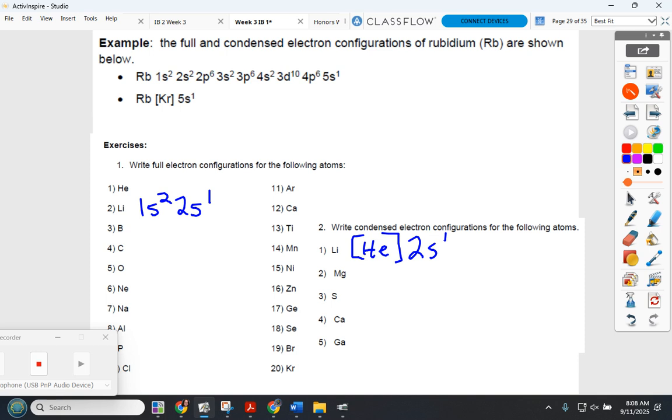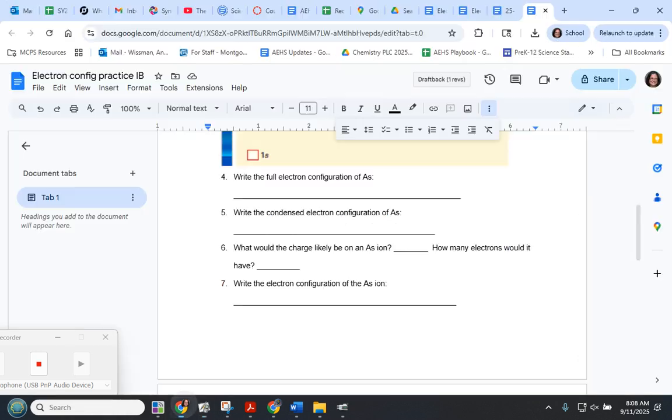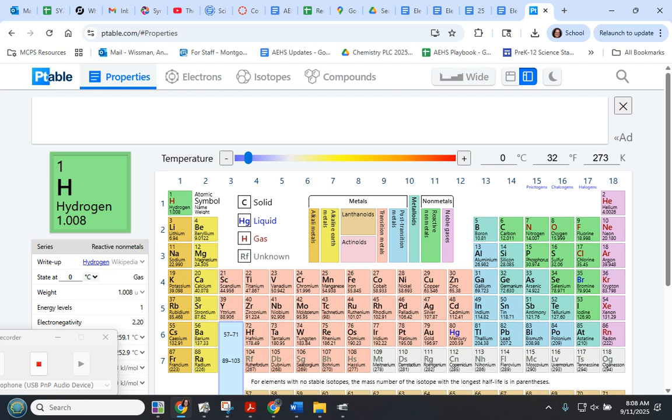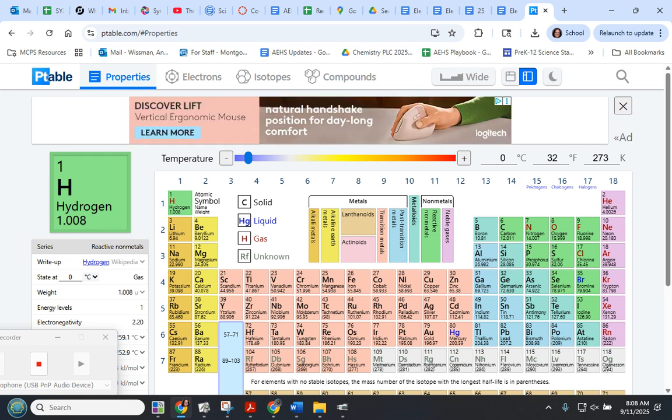Let's see. Let's do gallium. It's not on your regular electron configuration, so I'm just going to write it up here. So let me pull up the periodic table real quick. So gallium is here, number 31. So we're going to have 31 electrons. It is in the p block. It is in the first column of the p block.